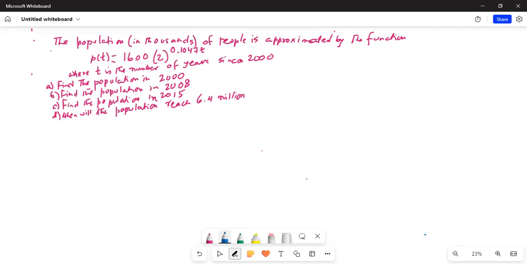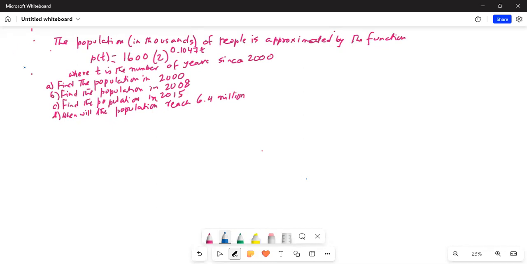The population in thousands of people is approximated by the function P of t is equal to 1600 times 2 raised to the power of 0.1047t, where t is the number of years since 2000. Part A, find the population in 2000.